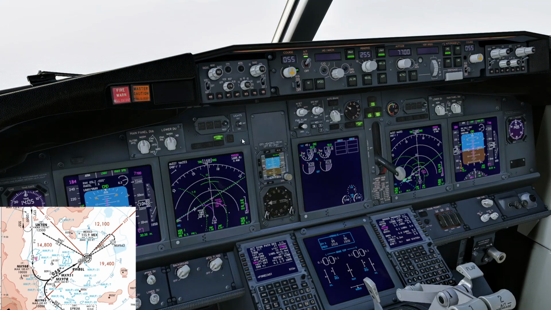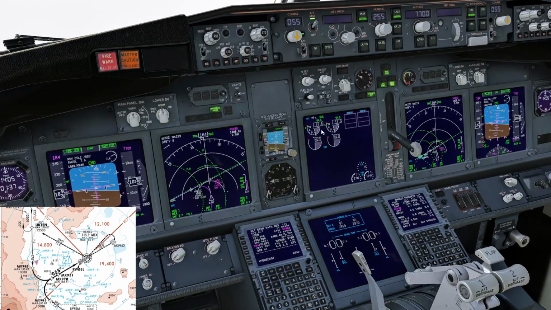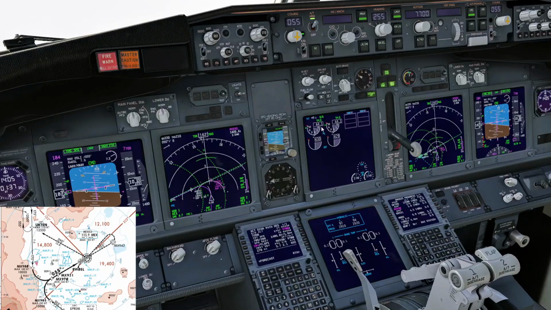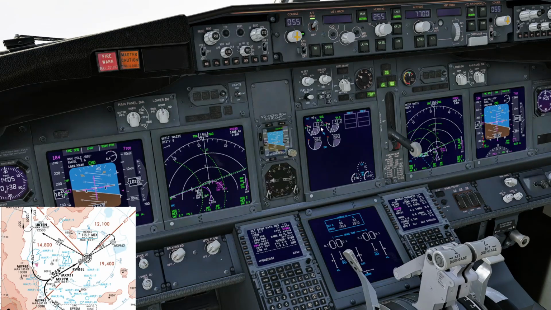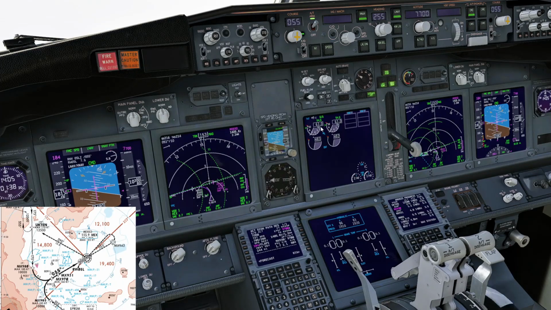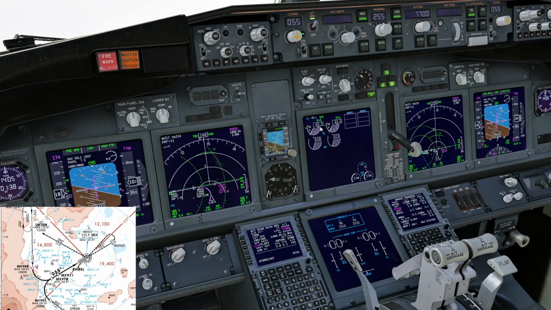Notice now, it's suddenly happy again with the VNAV path, so the damage of, as I keep calling it, the deviation, is coming back. Speed's coming back up. Absolutely fine. So speed brakes retracted. But now we need to slow down. So flap 2.